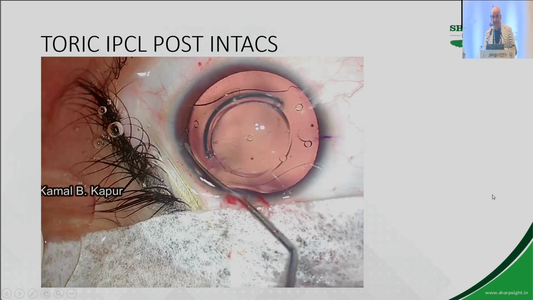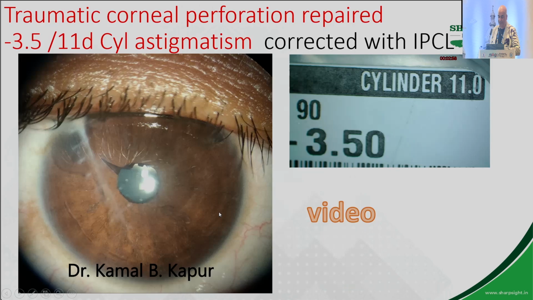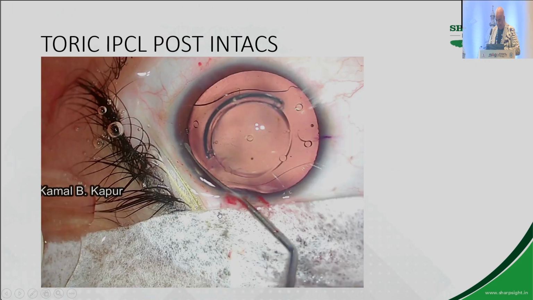Now this is again post keratoconus, post intacs. You can see the intacs in this particular image. You can see the intacs here. So for patients of keratoconus where you've done intacs and there's still a residual astigmatism, you can still correct this. These patients do phenomenally well.